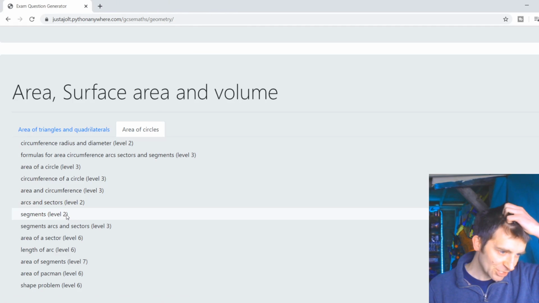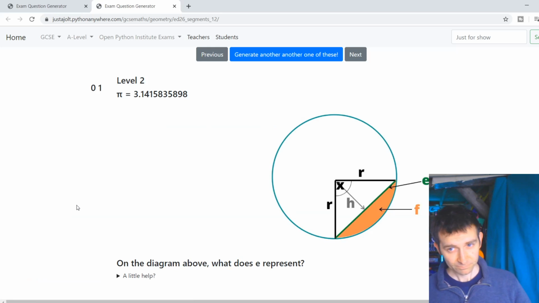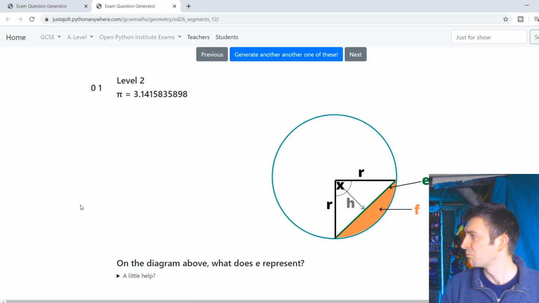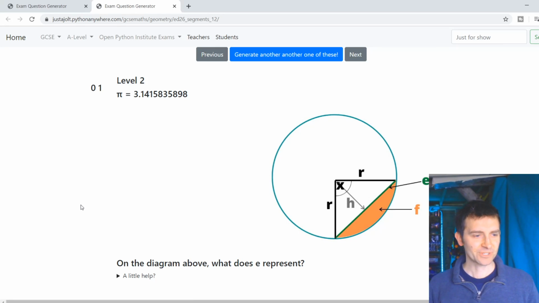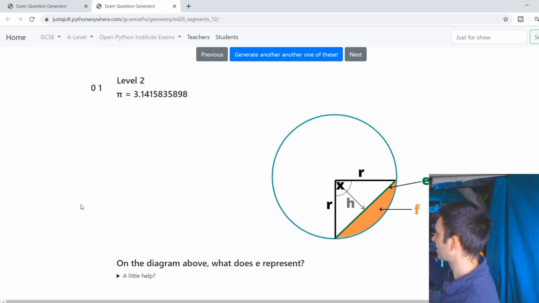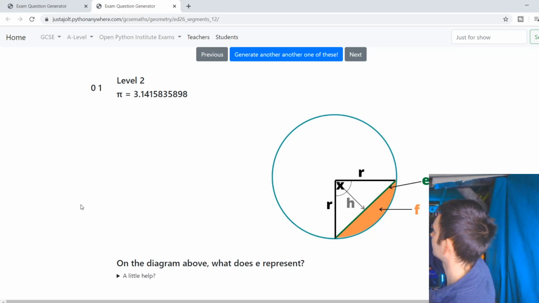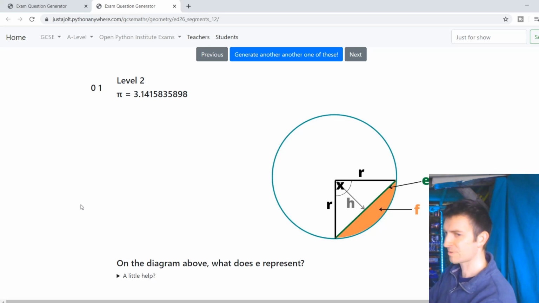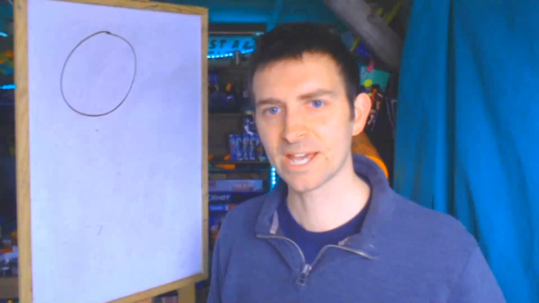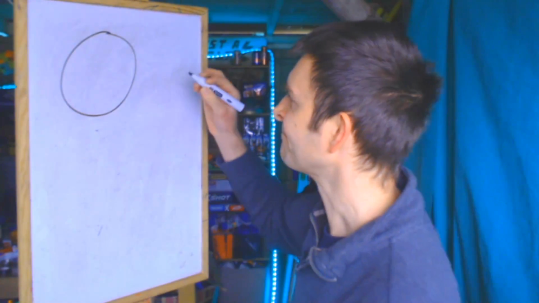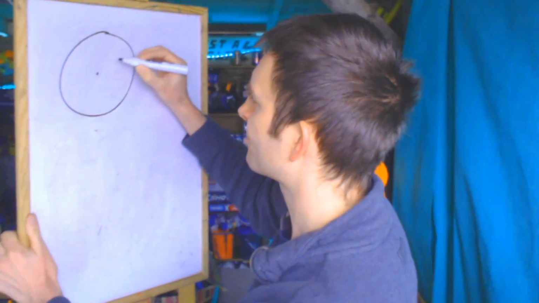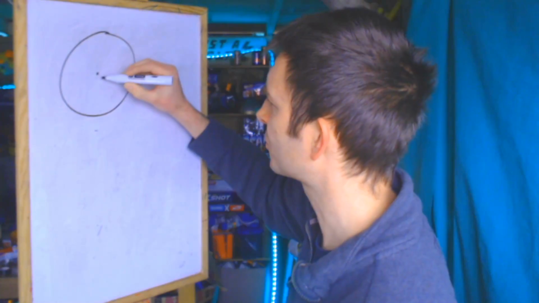Segments. Oh, there's a new thing entirely. Well, now we're introducing something else into the circle here. So let's go back to our whiteboard and let's take a look at some of the new bits of a circle. So there's my perfect circle right there. Absolutely spectacular. There's the center of our circle again. And let's draw two radii.